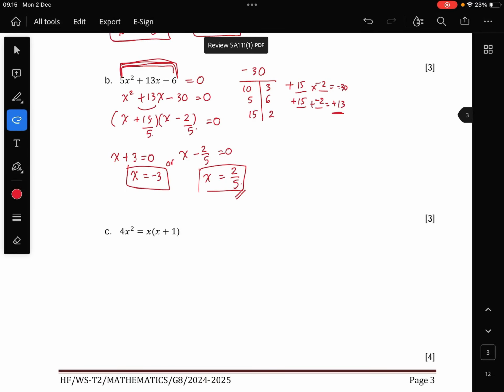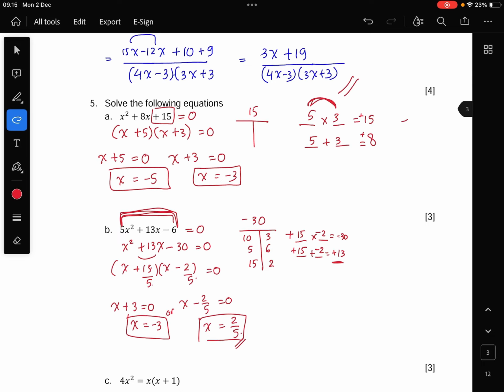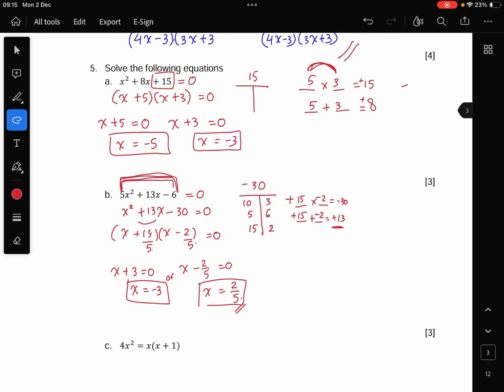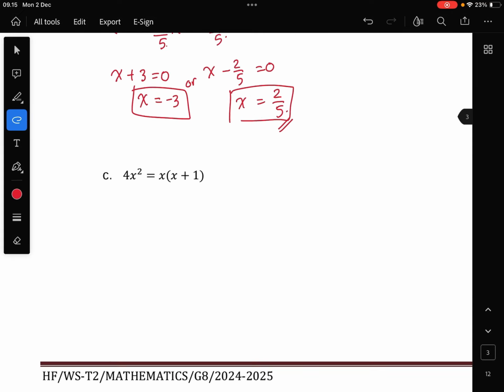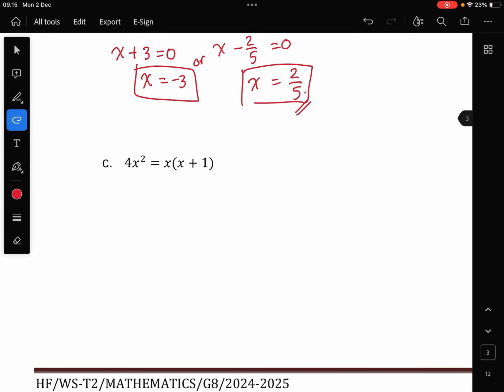Okay, welcome back guys. This was the continuation from part 2. We are still in number 5C here. If we have this kind of question, we need to expand it first. For x squared, x multiplied by x is x squared, plus x multiplied by 1 is x. Put it on the left side for all of them.